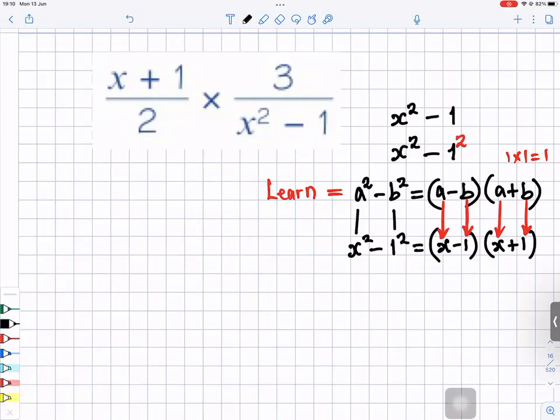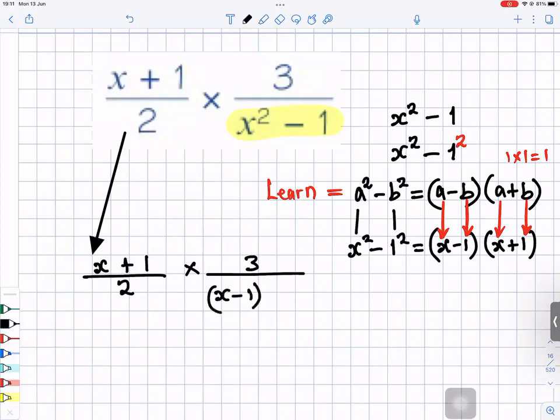So what that expression becomes now is x plus 1 divided by 2 times 3. All of those stay the same. And then instead of x squared minus 1, we replace it with x minus 1, x plus 1.